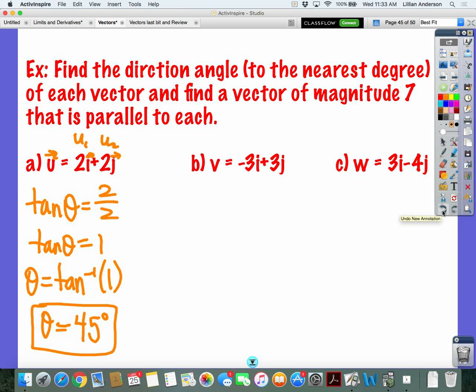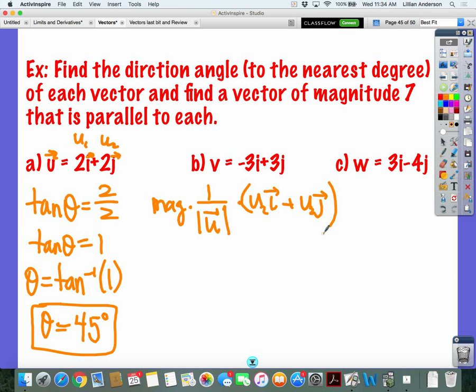Now we're going to find a vector of magnitude 7 that is parallel to this particular vector. So the formula is... How many of y'all keep flipping back and forth? It's magnitude m times 1 over magnitude u times u1 i plus u2 j. U sub 2 is the number u sub 2.